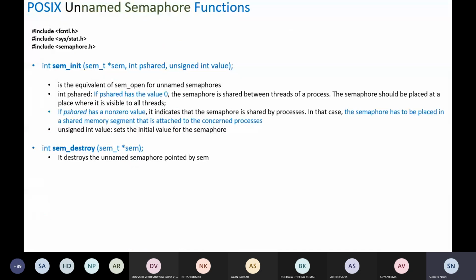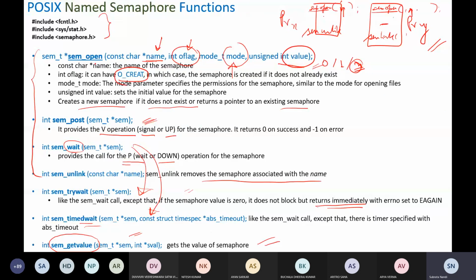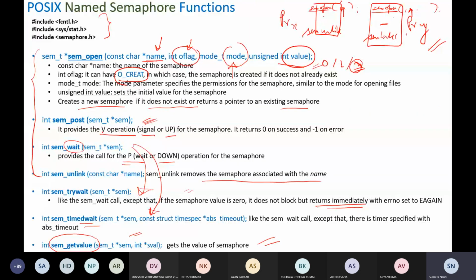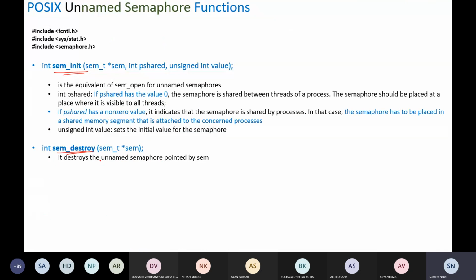And in case of unnamed semaphore functions, you have got sem_init instead of sem_open, and you have got sem_destroy instead of sem_unlink. So that's the only change. Instead of sem_unlink, you have got sem_destroy to destroy it. So this is for unnamed semaphore.